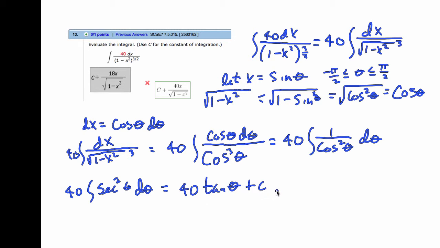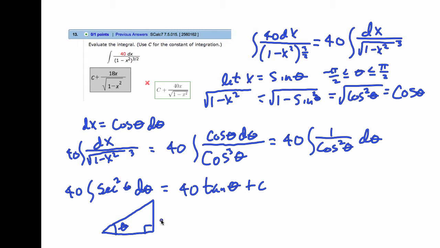Now, we were supposed to integrate 40 dx over 1 minus x squared to the 3 halves, so we're integrating with respect to x. I've got a function here that's in terms of theta. So what we're going to need to do is think, well, okay, how did this thing start out anyways? So we've got a triangle here, and we have an angle theta. We have a right triangle.